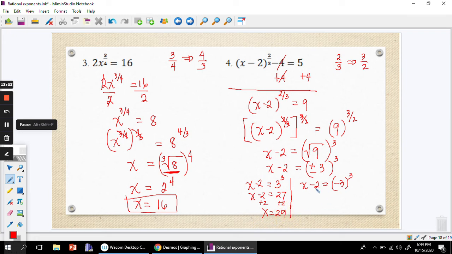And then you also have to perform this one. So x minus 2 is equal to negative 3 times negative 3 times negative 3. That is negative 27, right? Because negative times negative is positive, times negative is negative. So negative 27 plus 2, both sides. Okay. So x is equal to negative 25. So you have 2 values for x. Okay, let's have the next one.